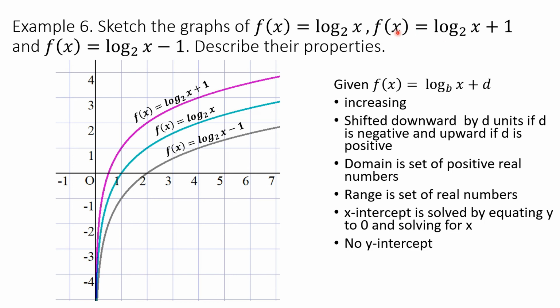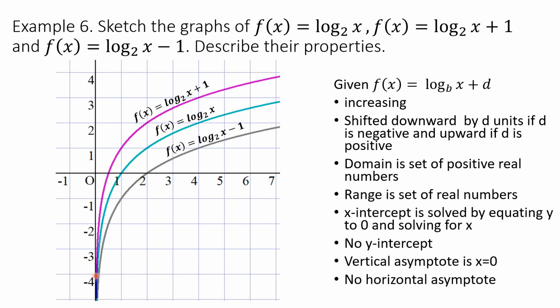Next, there is no y-intercept. We can see that while the x-intercepts differ, each of the graphs has no y-intercept because they do not touch the y-axis. If we zoom this in, we will be able to see clearly that they do not touch the y-axis. They just get closer and closer to the y-axis. Then the vertical asymptote is x equals 0, again because they get closer and closer to the y-axis. And the equation of that line is x equals 0. So that acts as the vertical asymptote. And again, there is no horizontal asymptote.